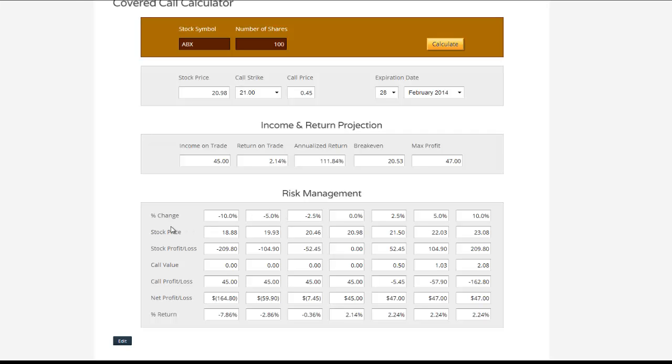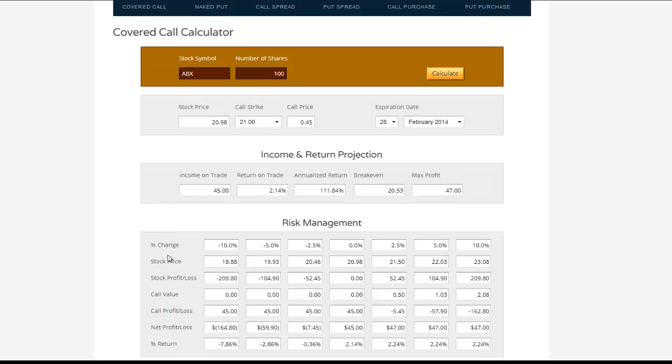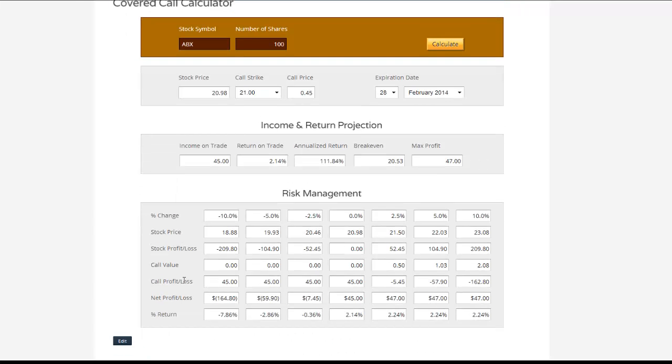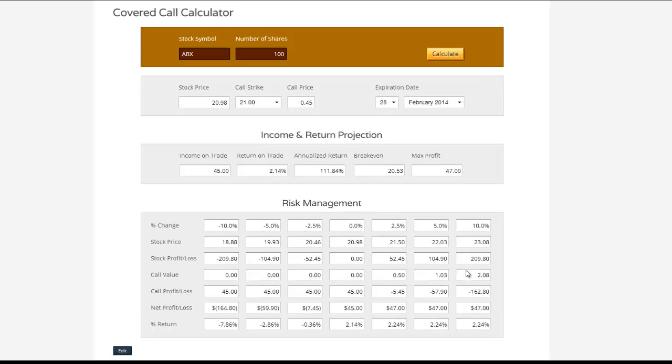Let's just look at some of the cells here. It'll change the stock price, how much you make or lose on the stock at these different percent levels, how your call value reacts. You'll see that these are all 0. Well, if the stock goes down, your call will go to 0, which is ideal. If it goes up a little bit, it will increase in value, but not nearly as much as the stock is, so we'll make it on the upside as well.